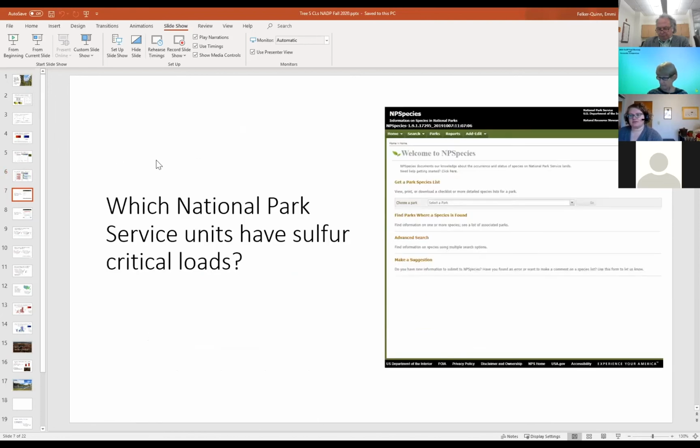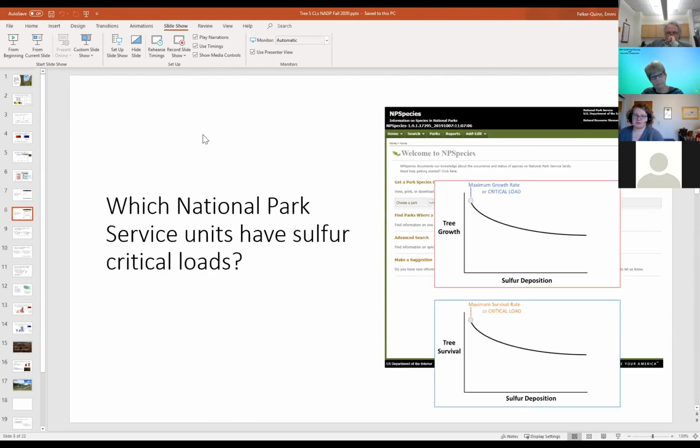To sort of address this, we first asked the question of which National Park Service units have sulfur critical loads. We did this work in contract with Kevin Horn and Quinn Thomas, who authored the original paper. And for this, we use the NP species database, which is basically a species list compiled by participating parks. And we joined our park-specific species lists with the critical load values.